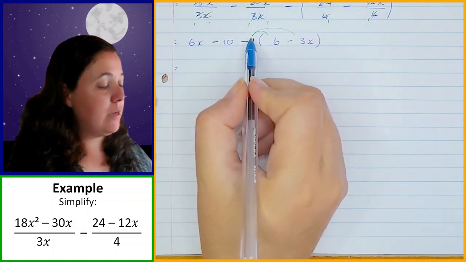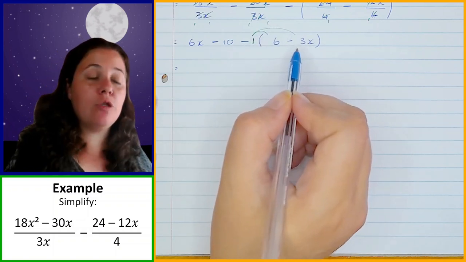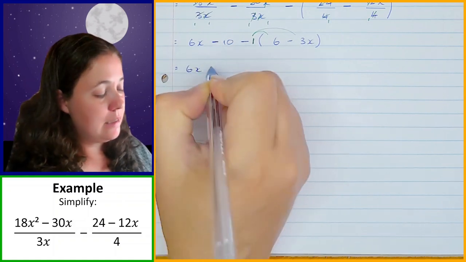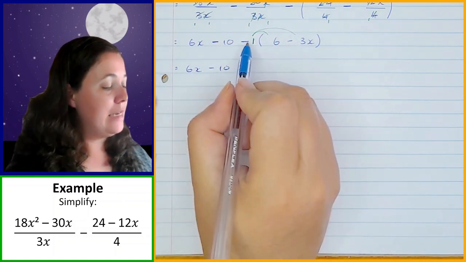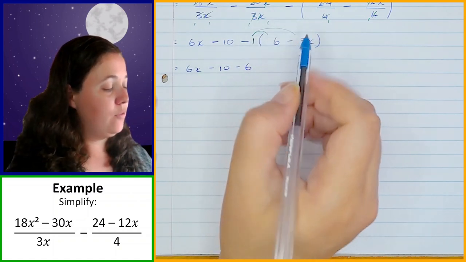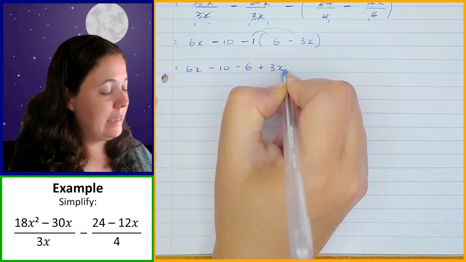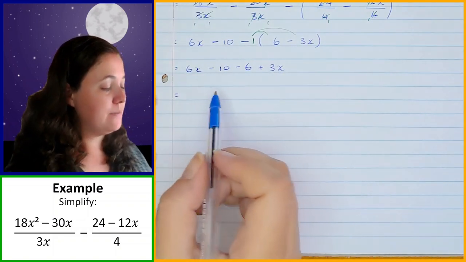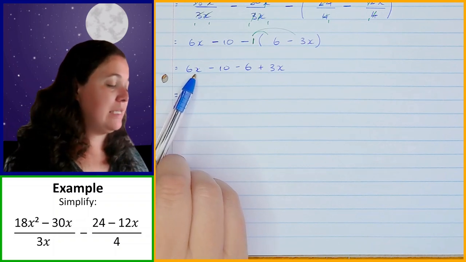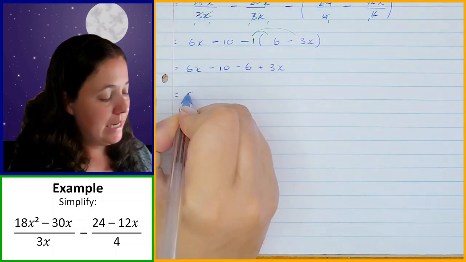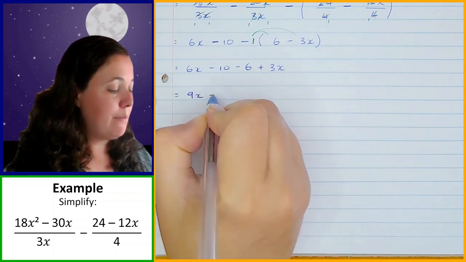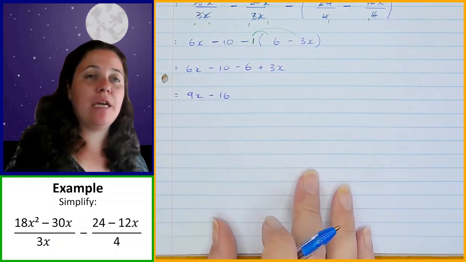So I'm going to multiply this negative 1 into each of the terms using the distributive law of multiplication. So I've got 6x minus 10, and then negative 1 times 6 is minus 6, and then negative 1 times negative 3x is plus 3x. And now I can simplify that by collecting my like terms. So I've got 6x plus 3x gives me 9x, and then minus 10 minus 6 gives me minus 16. And that's what you should get for that example.